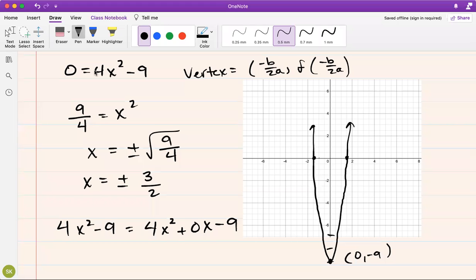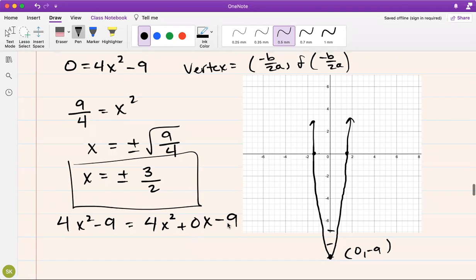And the function is pointing upward, just like this. So we found the zeros. We have 2 real zeros. And we found the graph.